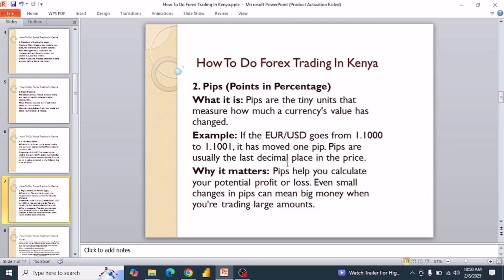Pips are usually the last decimal place in the price. So in any pair you are trading, make sure you know where the last decimal place is. For this one, it's the fourth one. And for gold to USD, it's the second one. That's the last decimal place. Pips help you calculate your potential loss and profit. Even small changes in pips can mean big money when you are trading large amounts.